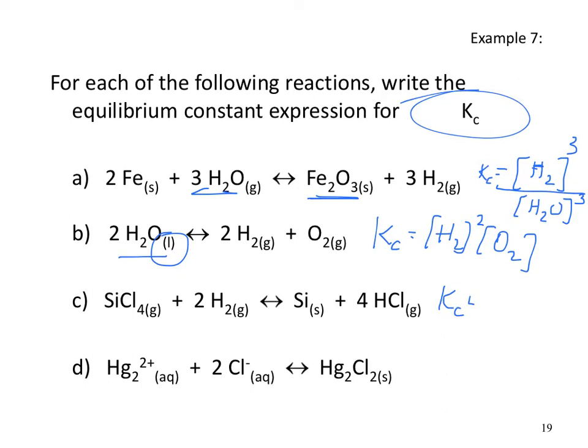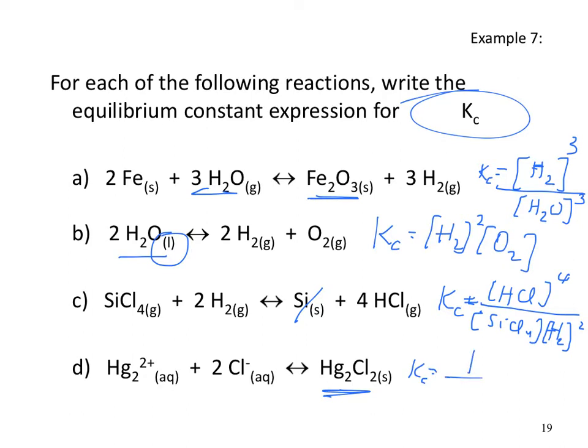Third Kc, Si won't count, and so it will look like HCl raised to the power of 4, SiCl4 times H2 square of that. Last one, Ag2Cl2 is a solid, it won't count. What do you put in? 1 as the numerator, not 0, 1. And then Ag plus times Cl negative square of that. These should be your equilibrium constant expressions for the Kc.